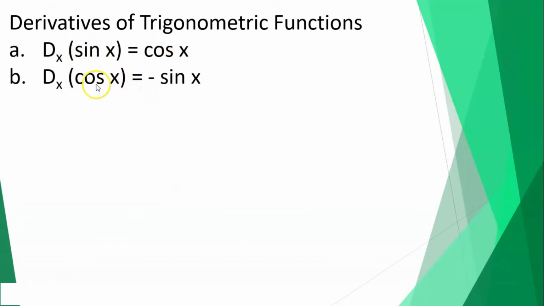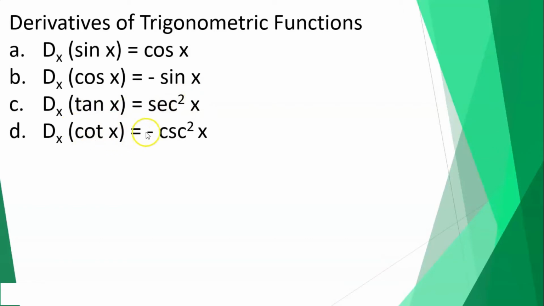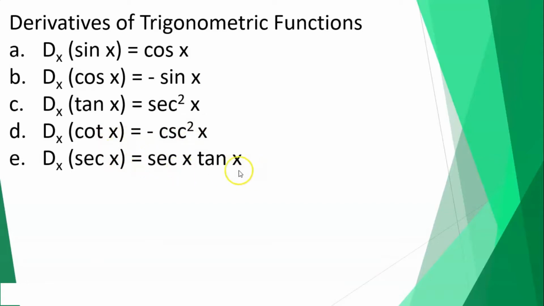The derivative of cosine x is negative sine x. The derivative of tangent x is secant squared x. Derivative of cotangent x is negative cosecant squared x. The derivative of secant x is secant x tangent x. The derivative of cosecant x is negative cosecant x cotangent x.